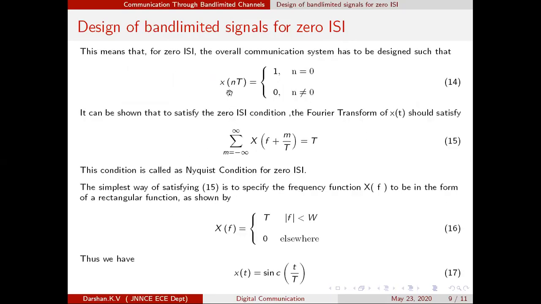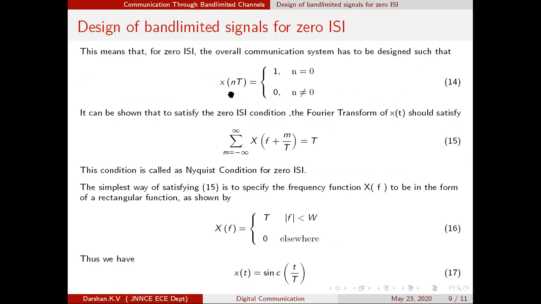Such that x of nT is equal to 1 for n equal to 0, and for all other values, x of nT is 0. Okay, how can this equation 14 be understood? In other words, equation 14 says this: the 0th sample of x of t should be 1, and all other samples should be 0. And remember, samples are taken at every T instants of time.